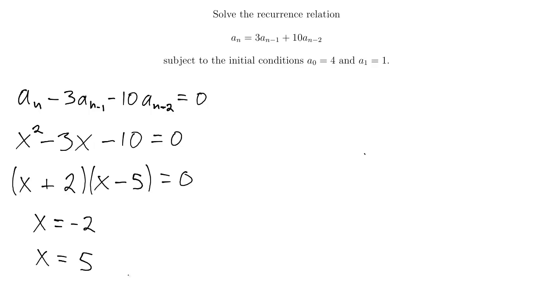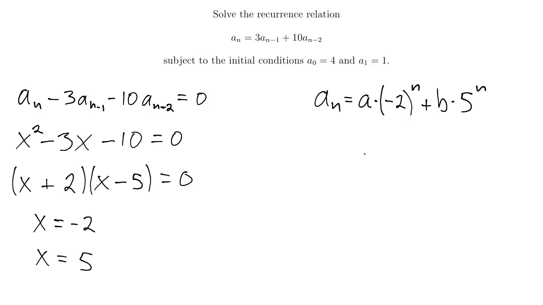Now, I know something about the characteristic root technique, and that is that once I find these characteristic roots, I can go straight to my solution to the recurrence relation. The solution to the recurrence relation has to have the form a_n equal to some constant, we'll call it a, times the first root to the n, so negative 2 to the n, plus another constant, call it b, times the second root to the n, in this case 5 to the n. Right there, that is the solution to the recurrence relation.